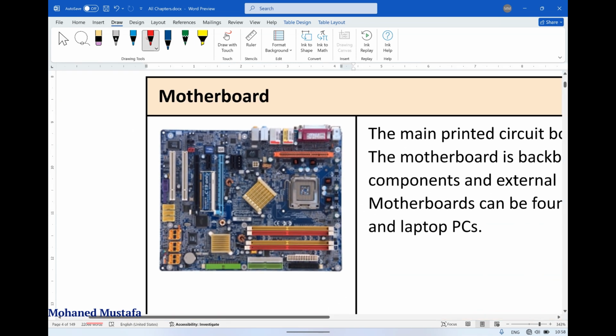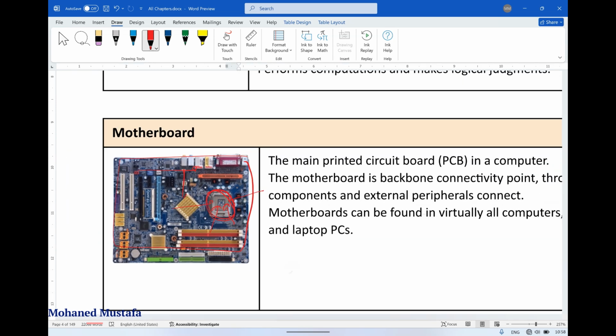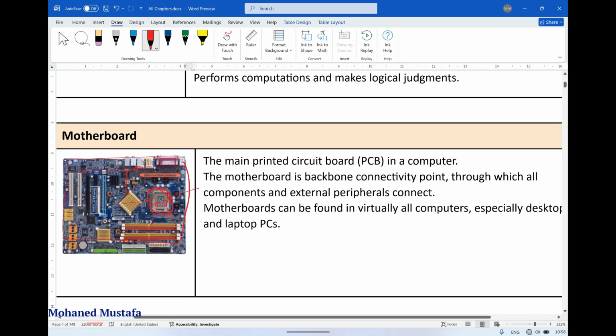And if you look, this motherboard consists of circuits and connections that will allow each and every connected component to be able to reach what? The microprocessor, which will be attached in this slot here. Yes? So the motherboard is the main printed circuit board in a computer, and it is the backbone connectivity through which all the components, internal and external, will be connected together. So we have them all attached to each other.